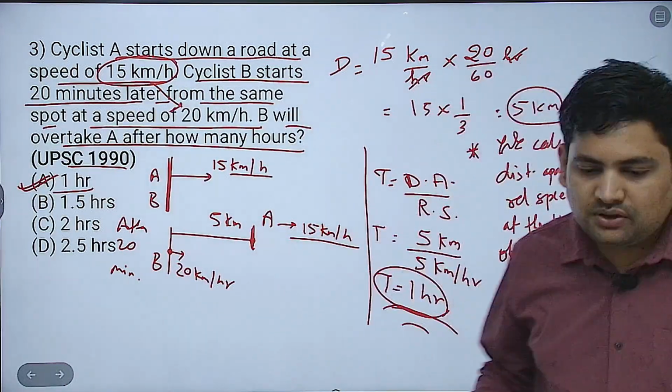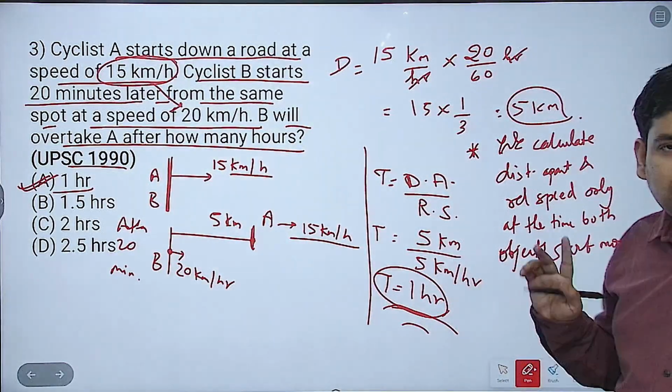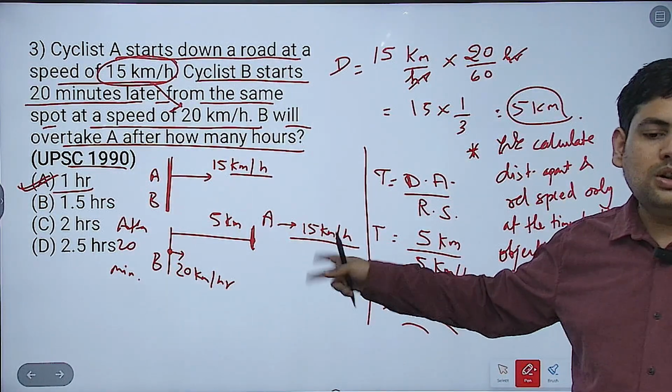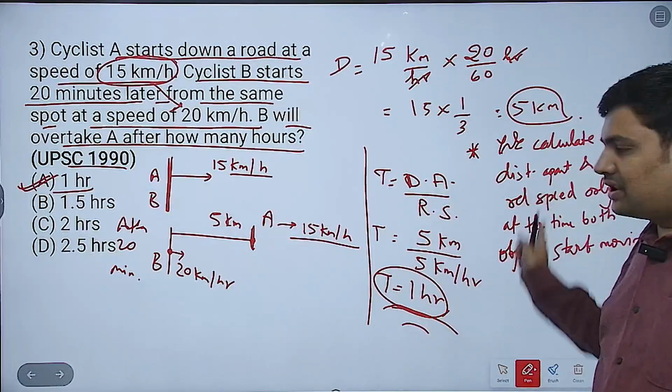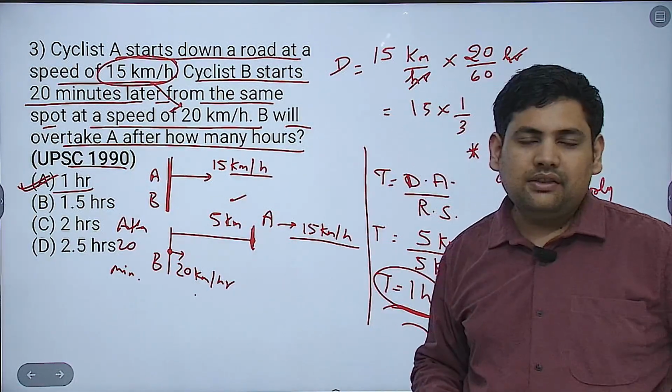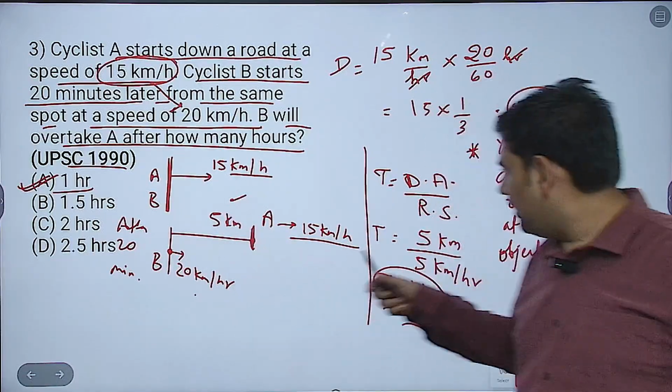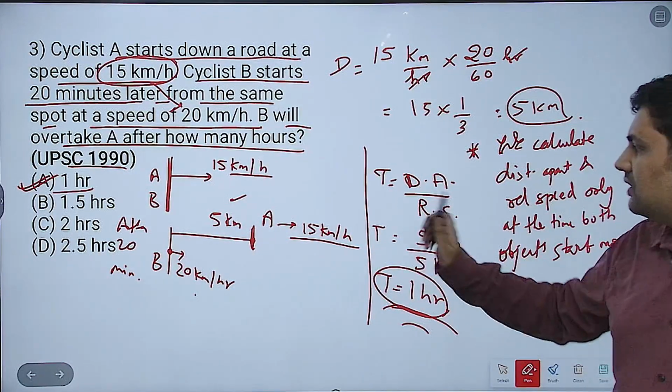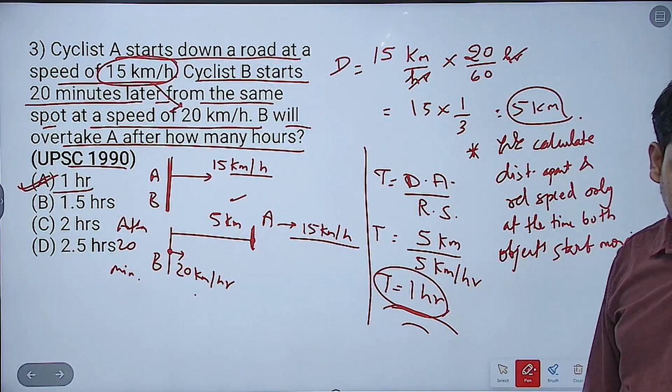Simply, you have to first make sure that both the objects are moving. Once both start moving, then you calculate the distance apart and then you take the relative speed between them. Distance apart upon relative speed gives you whatever time will be taken.